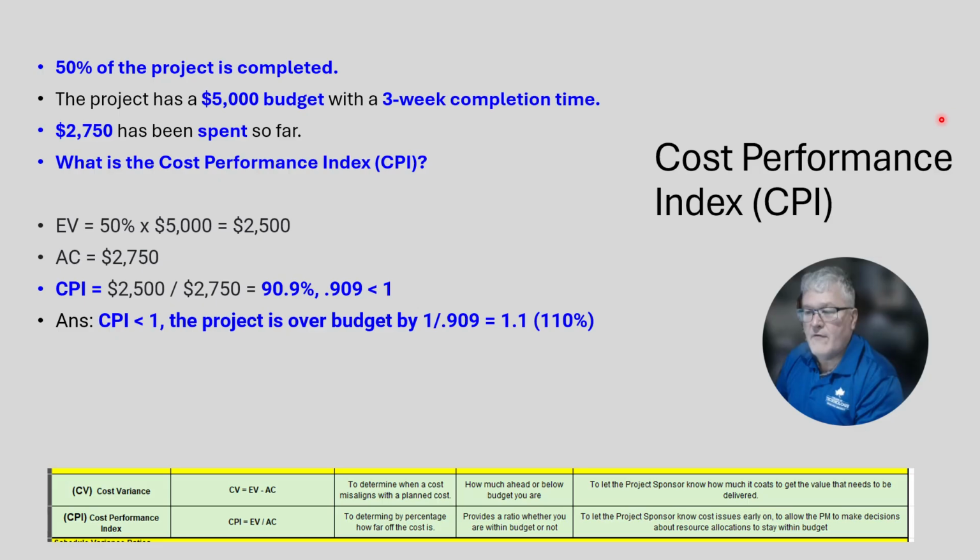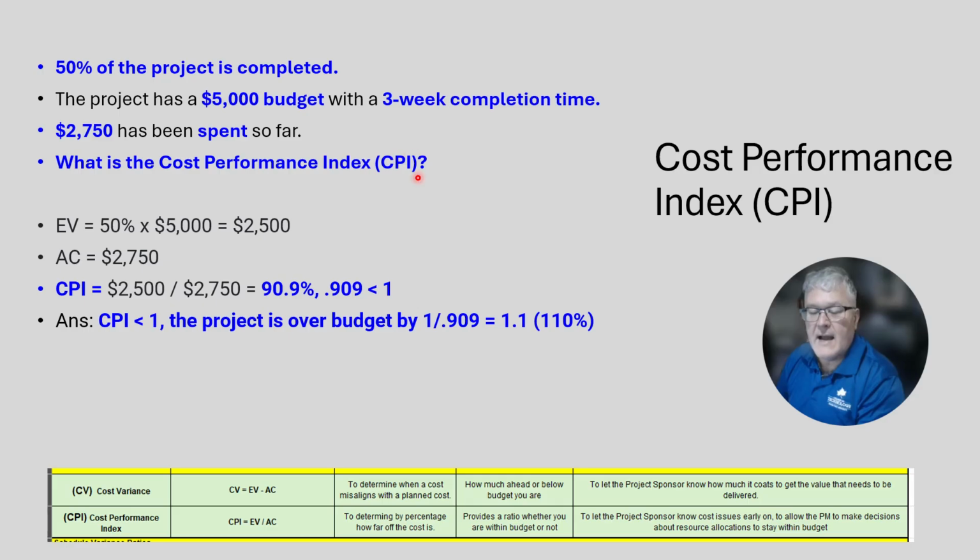Here's an example of a cost performance index problem. 50% of the project is completed. The project has a $5,000 budget and it's to be completed within 3 weeks. $2,750 has been spent so far. So what is the cost performance index? Well, we look at the earned value, and that's 50% times $5,000. That gives us $2,500. The cost, what's actually been spent, is $2,750.